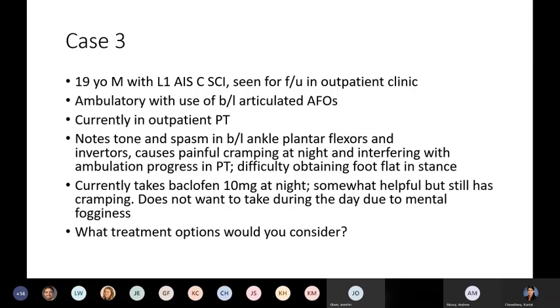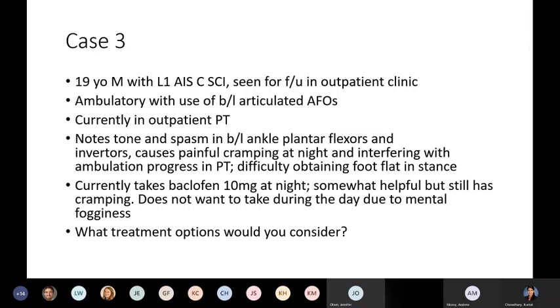Since he left the inpatient rehab unit, he has begun to develop more tone and spasm in the bilateral ankle plantar flexors and inverters, which he states cause painful cramping at night and interfere with sleep, as well as interfering with his ambulation progress in PT. He notes feeling like his foot's always being pushed down, and in bare feet, he's not able to obtain a foot-flat stance. He's on his toes and can't get his heel all the way down. You also have a note from his physical therapist letting you know that the plantar flexor tone is interfering with his progress in therapy.